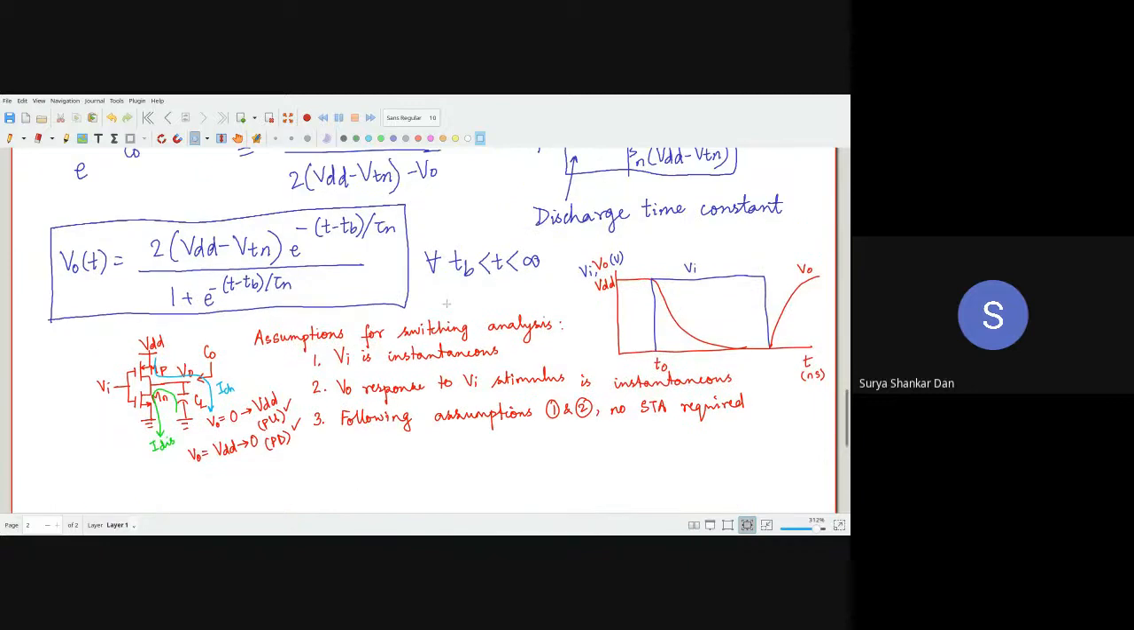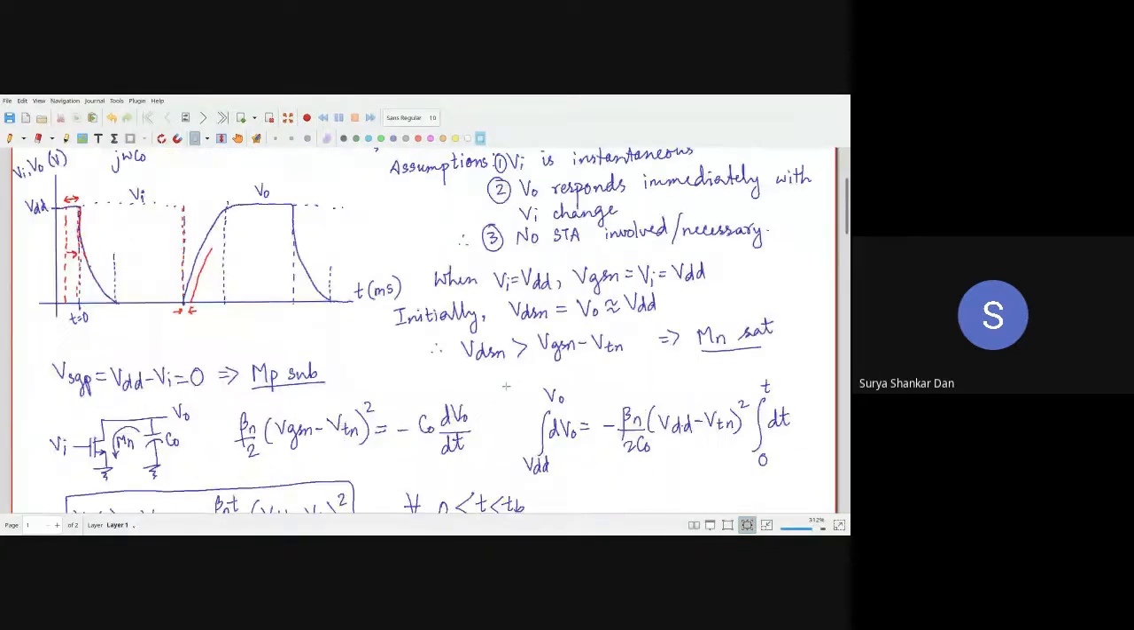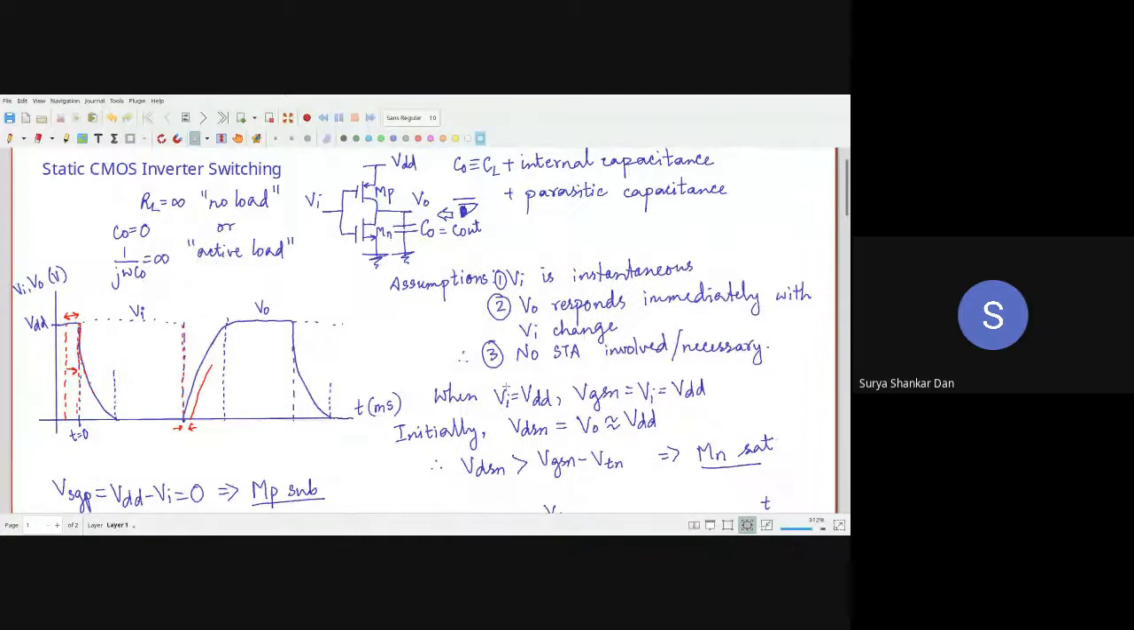All right. This static timing analysis we will be doing in our course itself, but later on I am planning that this time we will be using some professional tools in Cadence, where we are going to learn about static timing analysis using professional tools like Cadence and all that, not just mathematics and theory. So these are the assumptions which I wrote: VI is instantaneous, VO responds immediately with VI change, and no static timing analysis is necessary or involved.